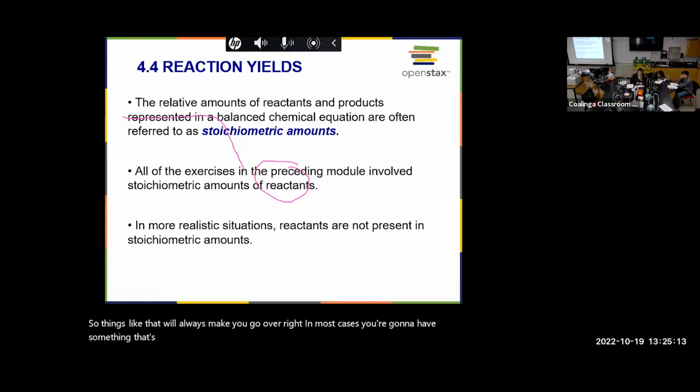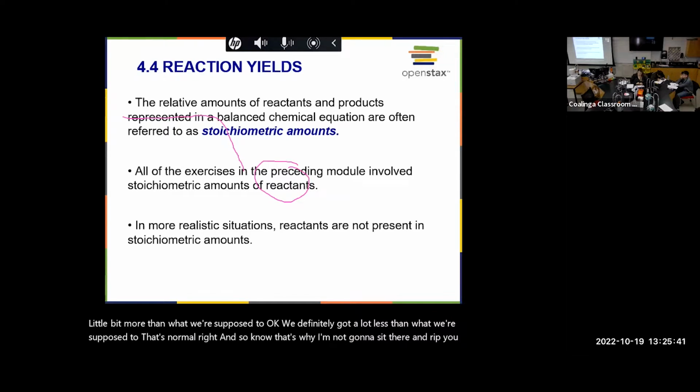And if you guys take a look at some of the work that you guys have done so far, right? You guys have calculated percent error, right? Did you guys get 0% error? No. Did anybody get 0% error? Right? No, we didn't, right? Some of you guys had some negative numbers, and some of you guys had some positive numbers, suggesting that, hey, we got a little bit more than what we're supposed to, or we definitely got a lot less than what we're supposed to. That's normal, right? And so, that's why I'm not going to sit there and rip you apart, because you didn't get that 100%.